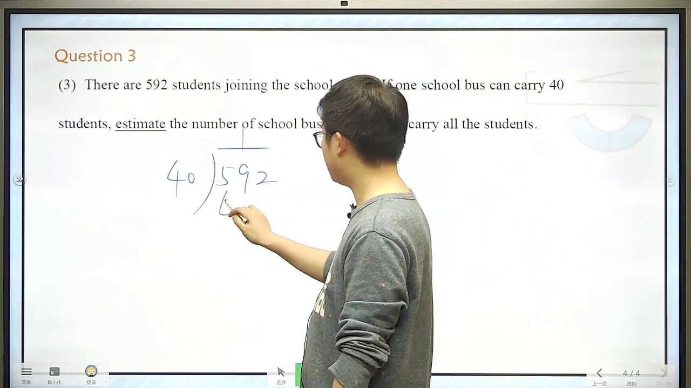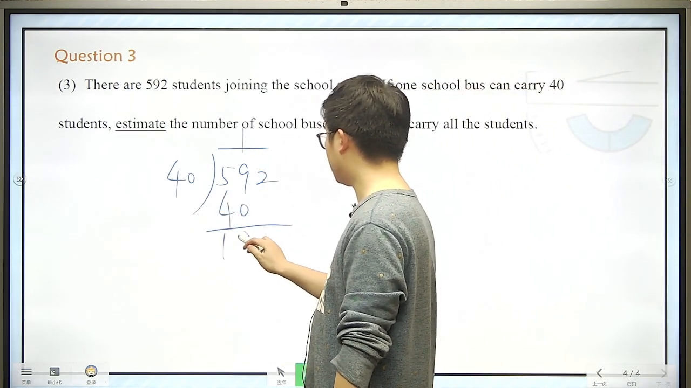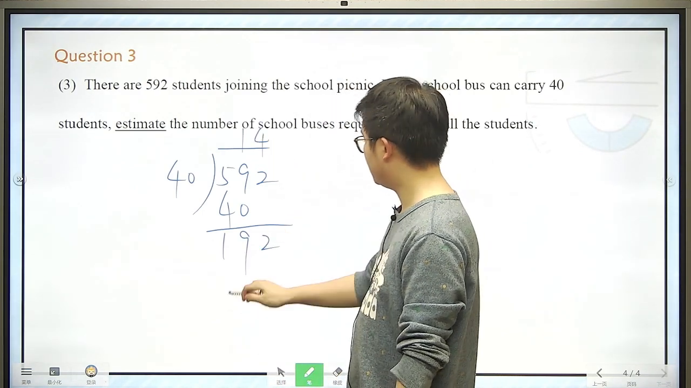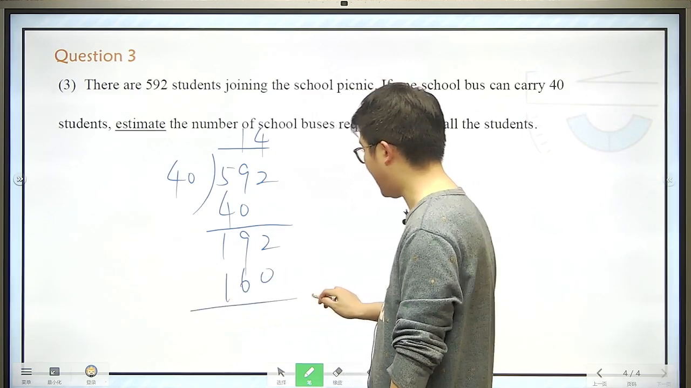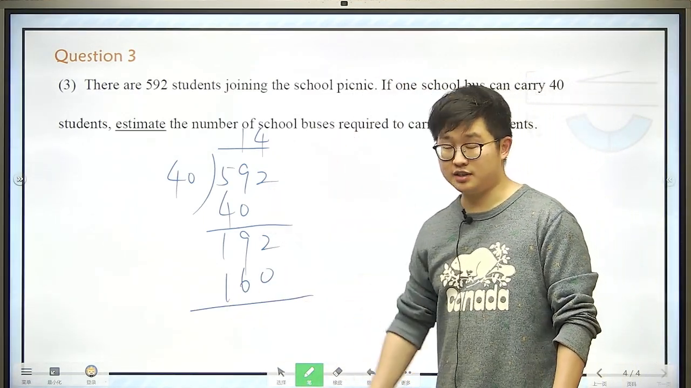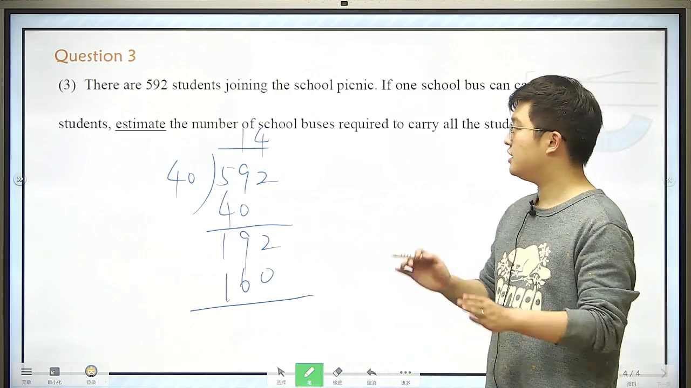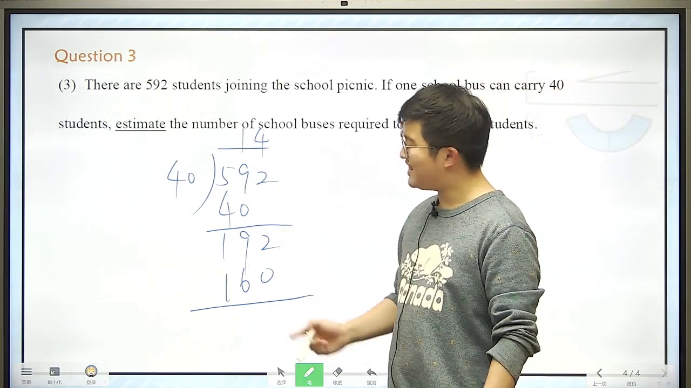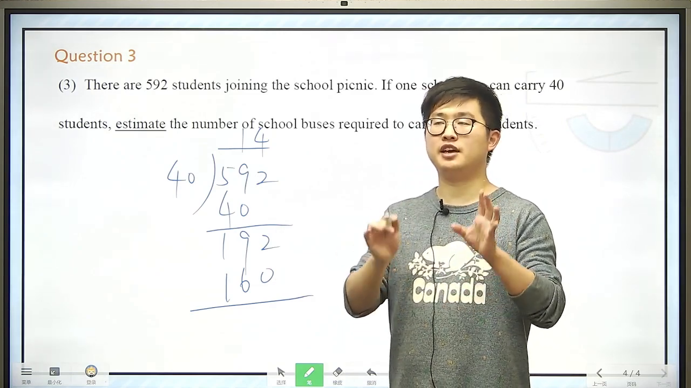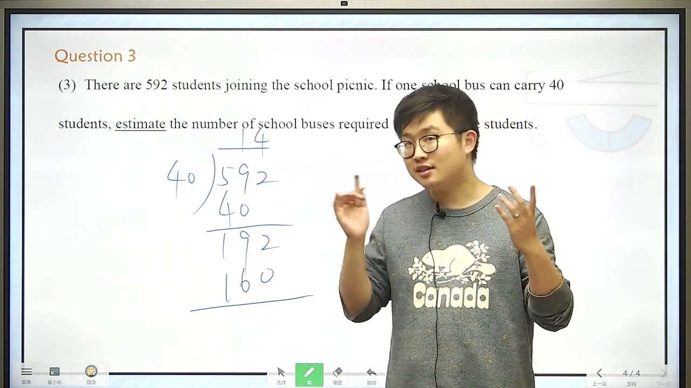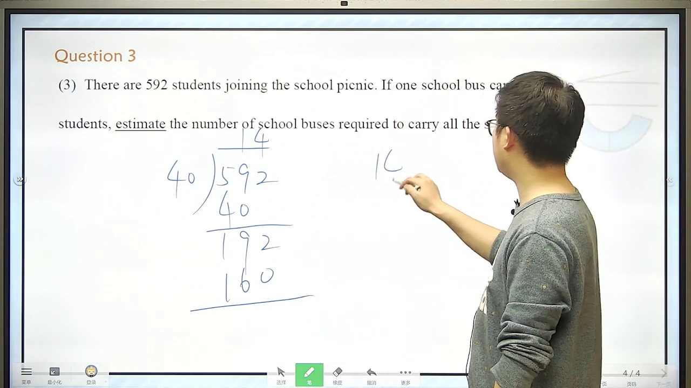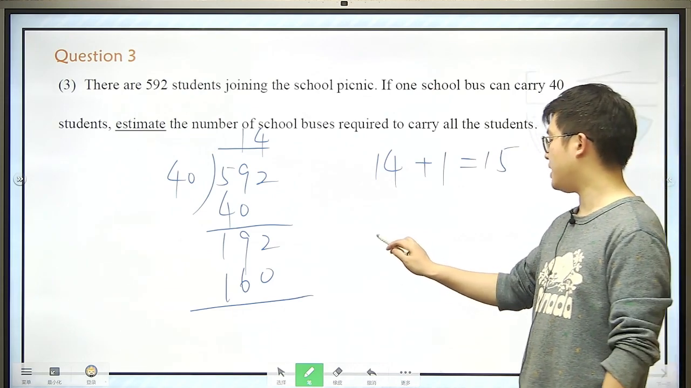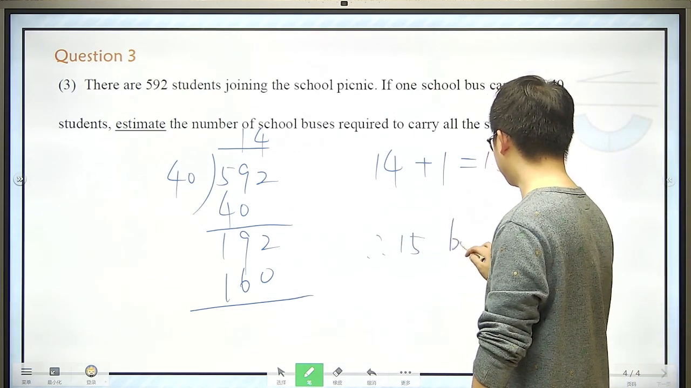Here goes 1, here goes 40, 19's left, plus 2, and we got 4 here, 116. Now, we can continue this because it's not finished, but it's enough for this question because we know that we need more than 14 buses. So at least how many? At least 14 plus 1, which is 15 buses. So the answer would be 15 buses.